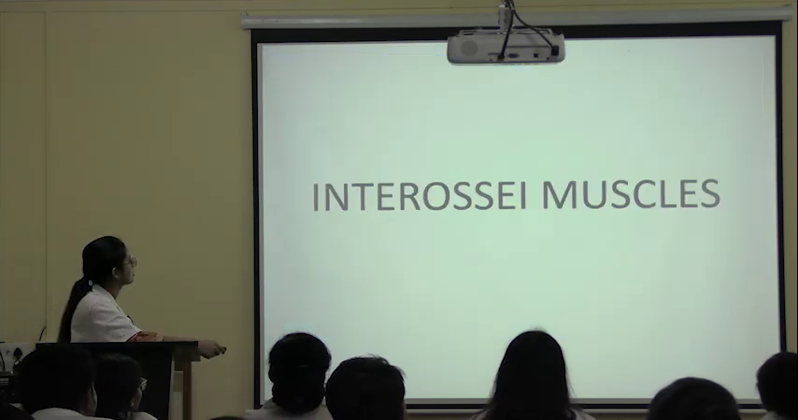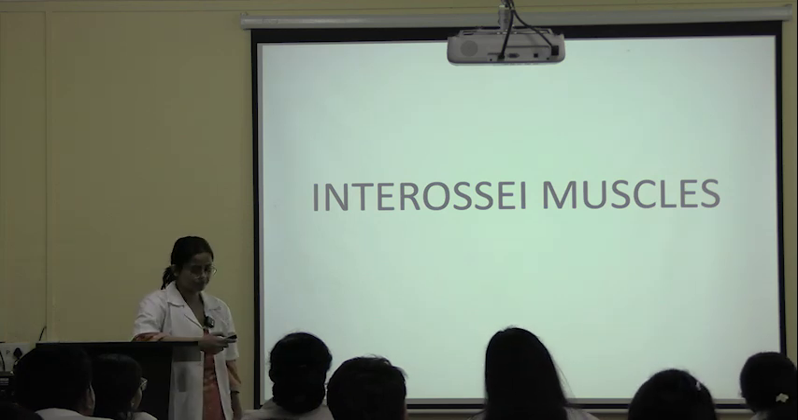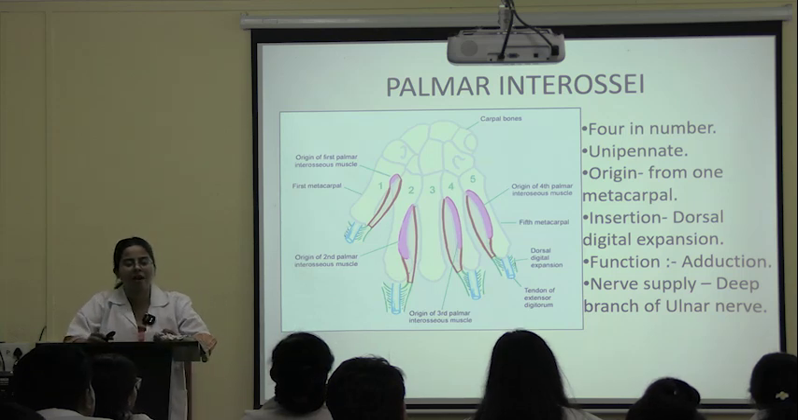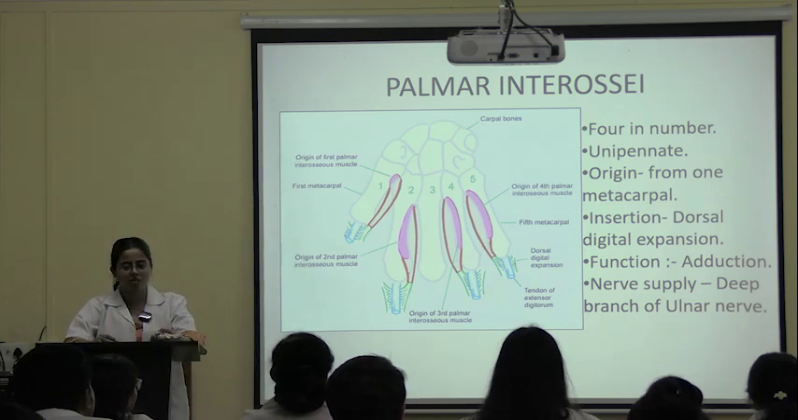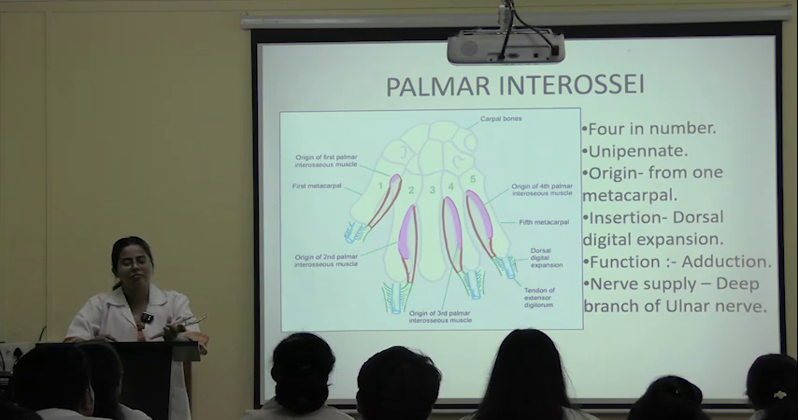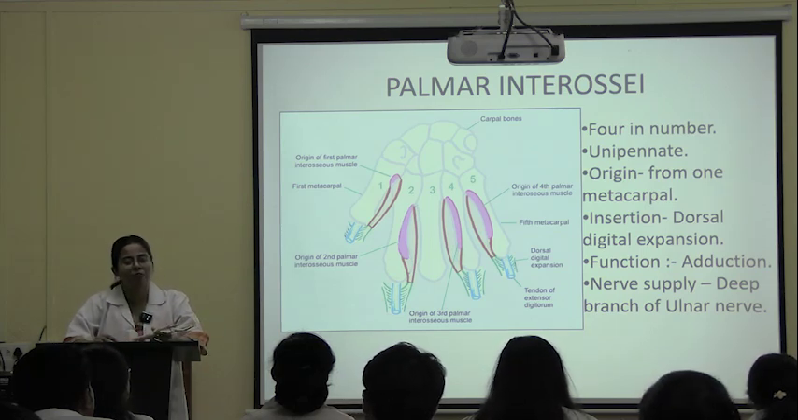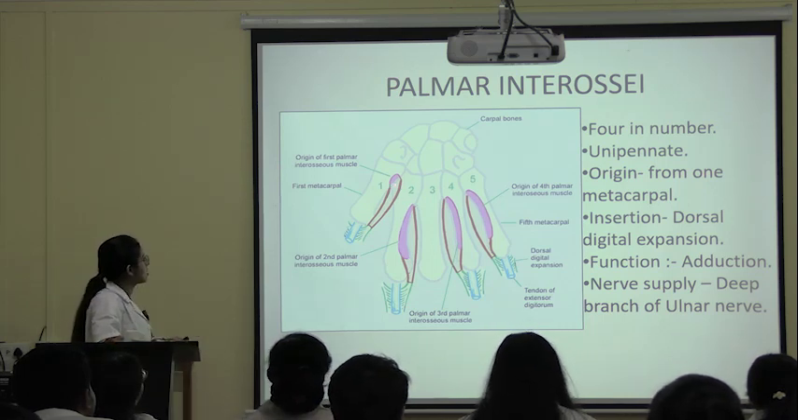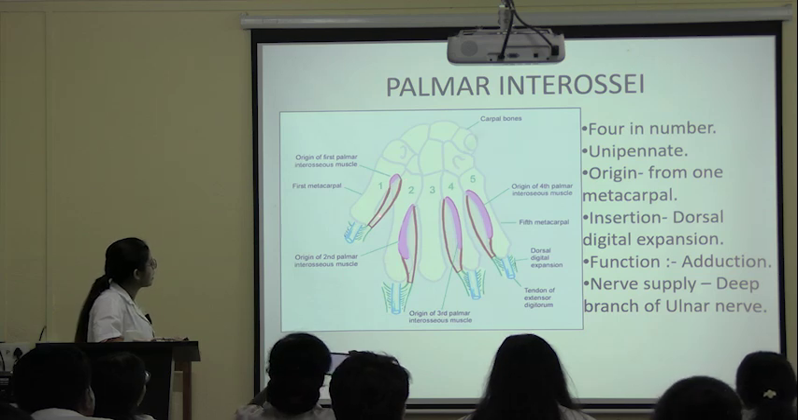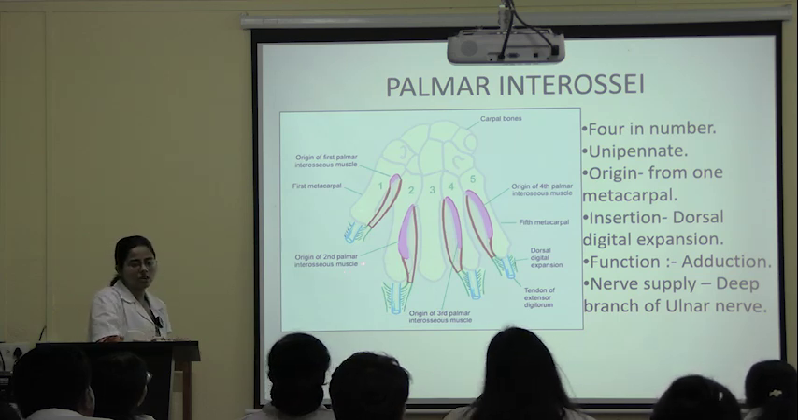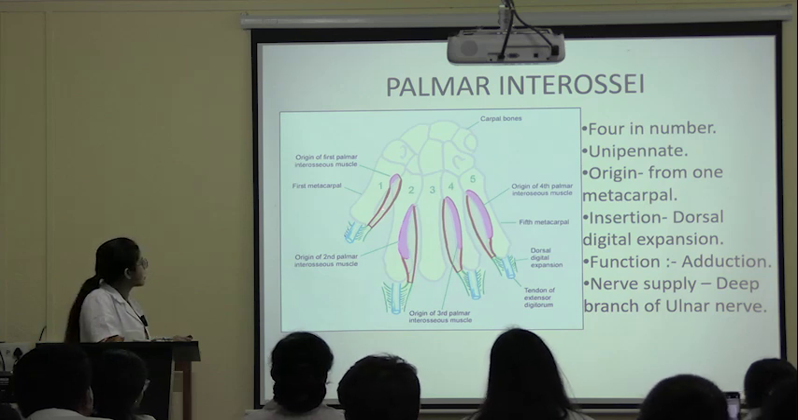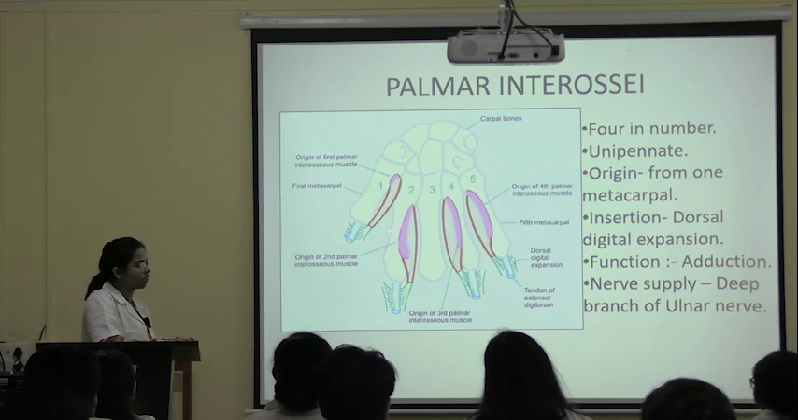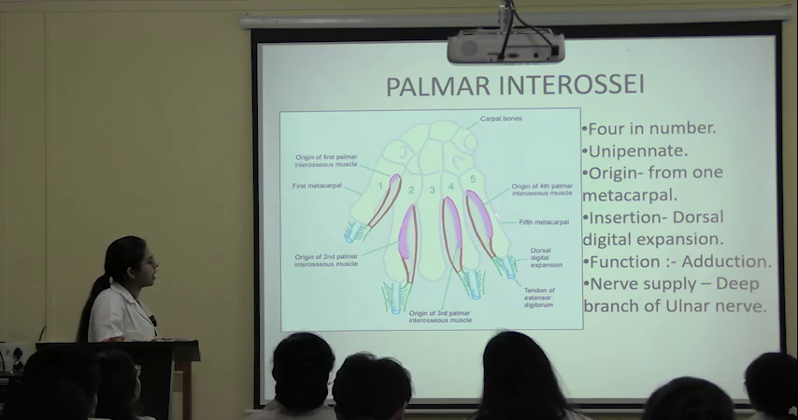Okay. Now there are the interosseous muscles. There are two types of interosseous muscle: first is the palmar interosseous muscle and the dorsal interosseous muscle. Okay. There are 4 palmar interosseous muscles and 4 dorsal interosseous muscles. So here you can see these are the palmar interosseous muscles. As you can see, these are 4 in number. Again, we'll count from the lateral side or from the thumb side. Okay. So this is the first palmar interosseous muscle, second, third and fourth.